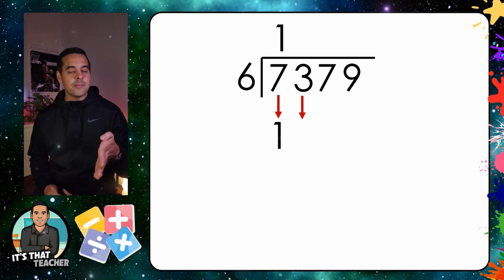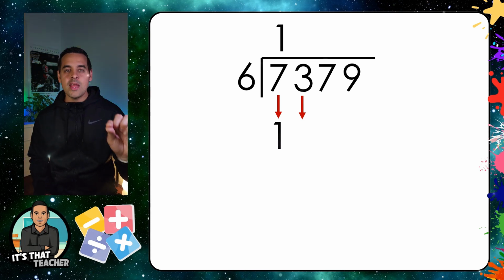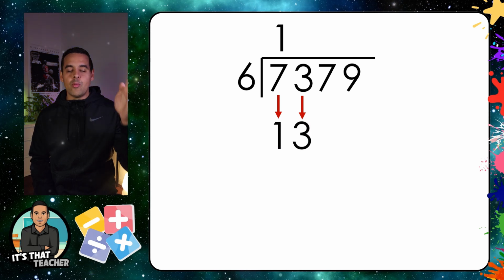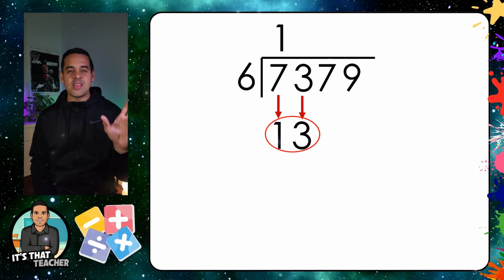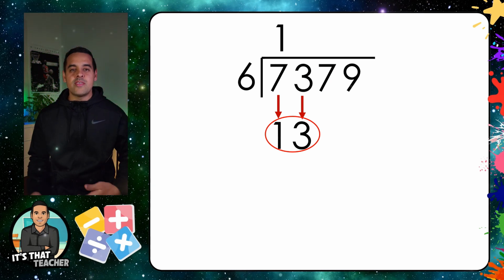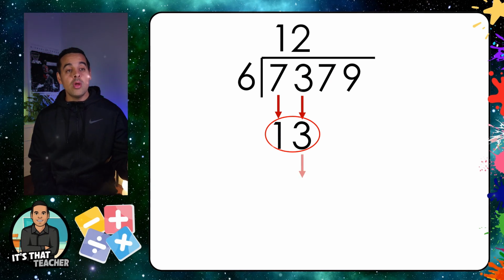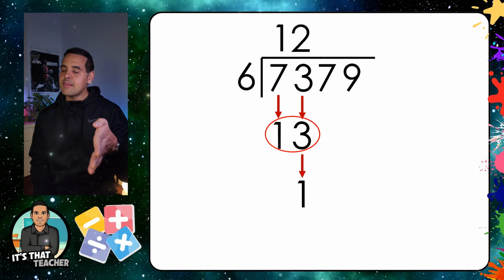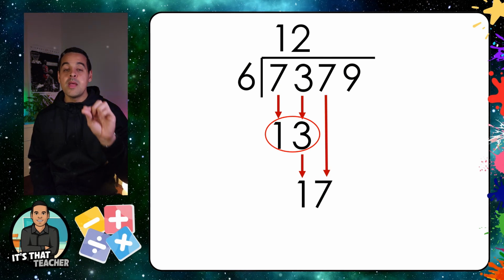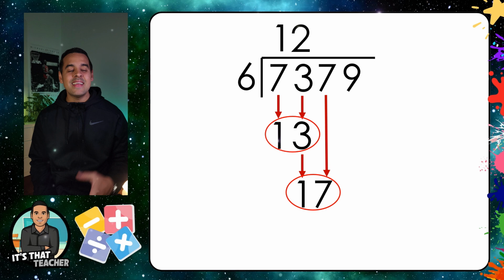Now, whatever number comes next, in this case, is the 3 in the hundreds column. We bring it down next to the remainder, creating 13. How many 6s can fit evenly into 13? That would be 2. Remainder, bring it down, 1. Now remember, move to the next number, the 7 in the tens column. Bring it down, creating 17.